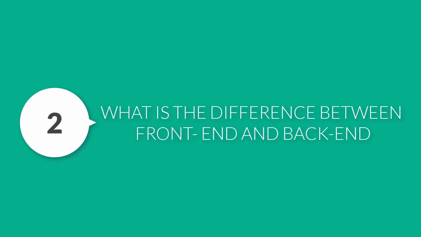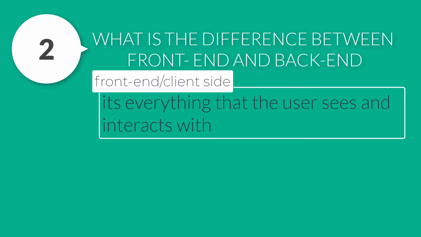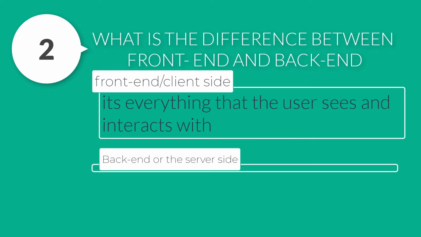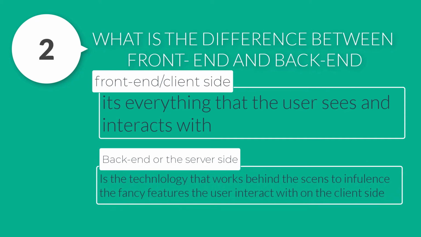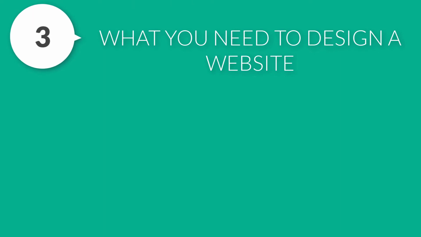And what's the difference between front-end and back-end? The front-end, also called the client-side programming, is what happens in the browser. It's everything the user sees and interacts with. While the back-end, also called server-side programming, is what happens on the server and the database. It is the technology that works behind the scenes to influence those fancy features users interact with on the client side.